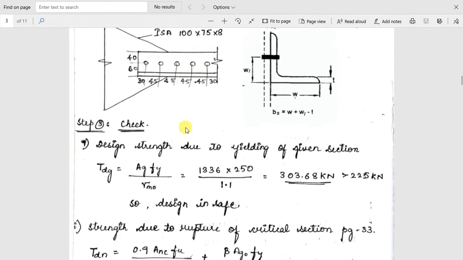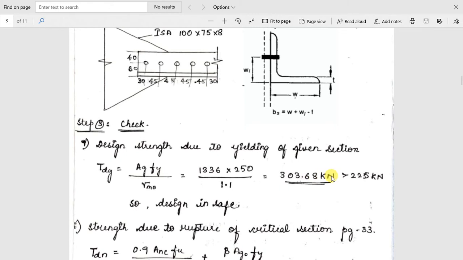So next step will be checking. So checking will start with T_dg, A_g f_y by gamma_m0. See gross area. Here you have to substitute the area of 175.8. That is the provided area I have to substitute here. 1336. f_y is 250. Gamma_m0 is 1.1. So the T_dg we will be getting is 303.68 kilonewton.